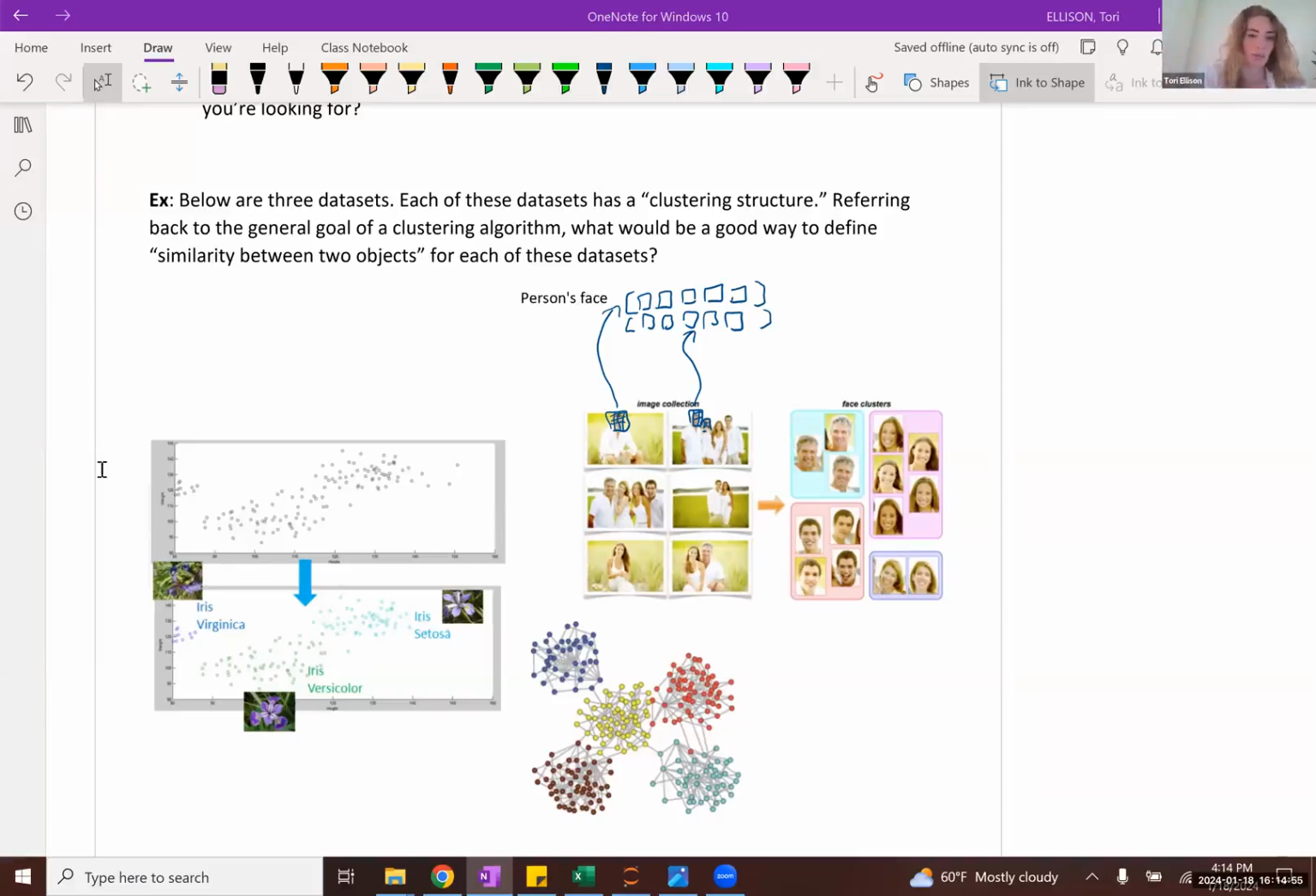So let's start with, well, maybe you've seen this data set before. It's literally the most popular clustering data set that exists. This is the iris data set. It's comprised of the height and weight of petals of different types of iris flowers. So this is a two-dimensional data set comprised of two numerical variables. Based on what we see here, what would be a good way of defining similarity between two objects such that our definition of a clustering would be able to effectively identify the three clusters that we can see here with our eyes?